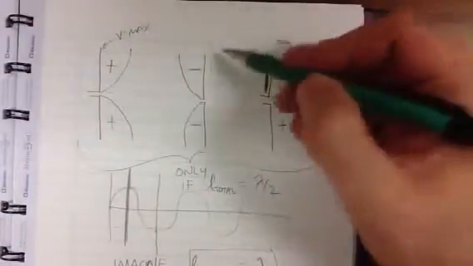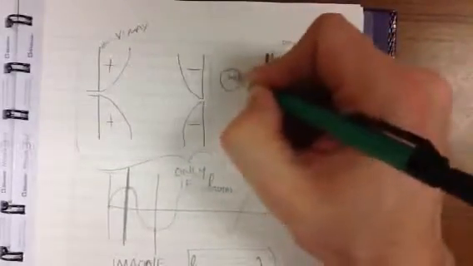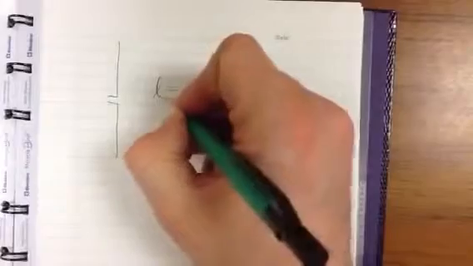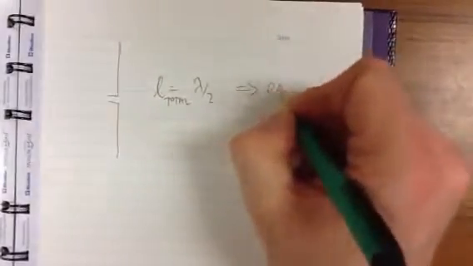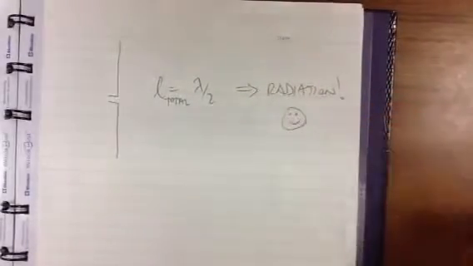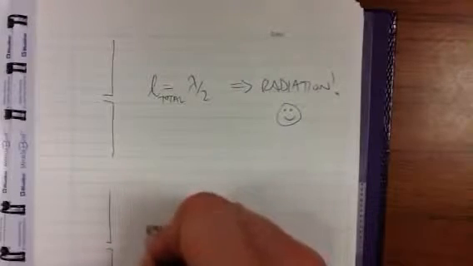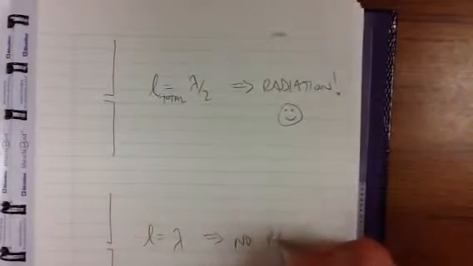But if we go back up here, if it's a quarter wavelength here and a quarter wavelength here, total length half wavelength, these are always the same. There will be radiation. To review, total length is a half wavelength: radiation. If we go like this and say length is equal to lambda: no radiation.